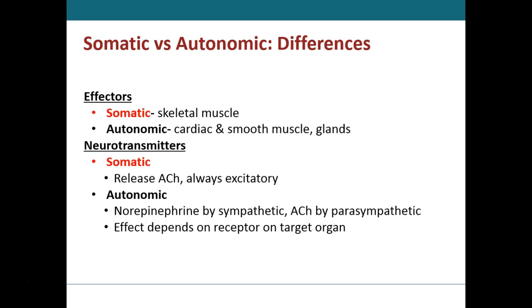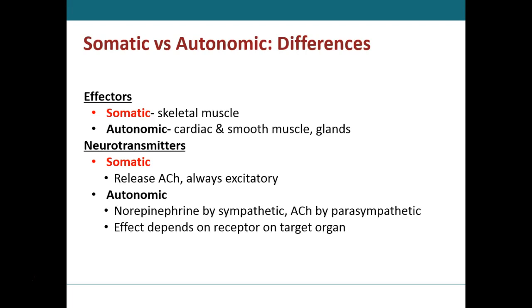The neurotransmitters: the autonomic nervous system releases epinephrine and norepinephrine, typically norepinephrine from the sympathetic nervous system, and acetylcholine from the parasympathetic nervous system, and the effect of these neurotransmitters will depend on the receptors on a particular type of tissue that they bind. The somatic nervous system, remember, is going to release acetylcholine, which is always excitatory. The autonomic nervous system, on the other hand, may stimulate some tissues and may inhibit the action of another.